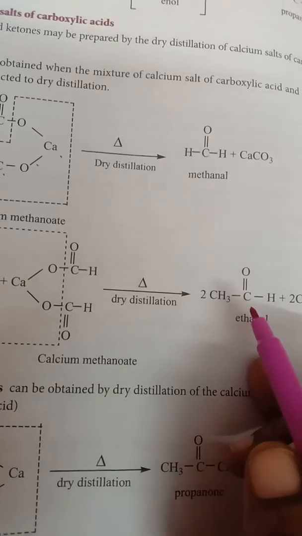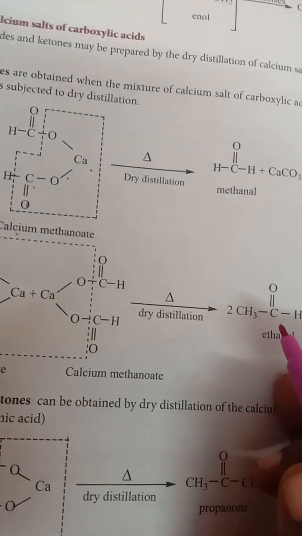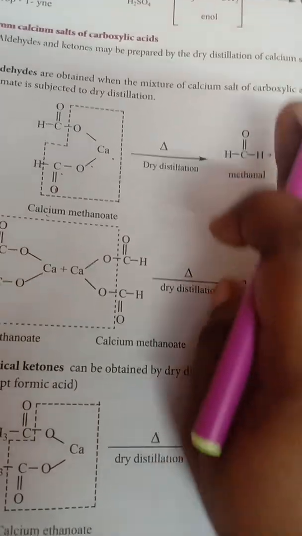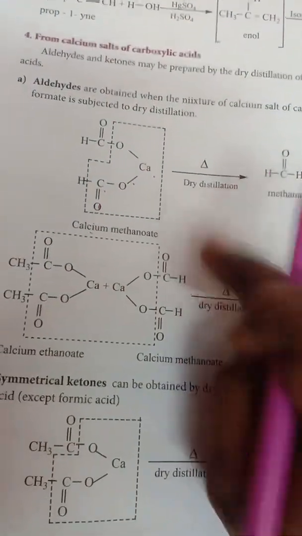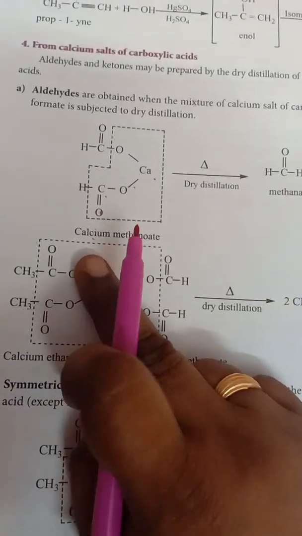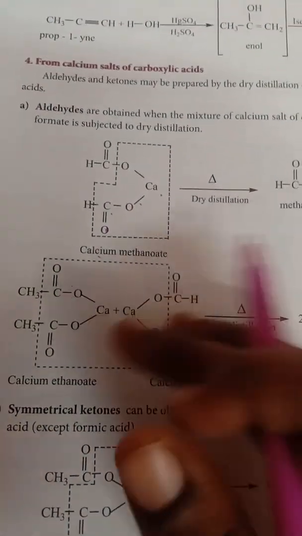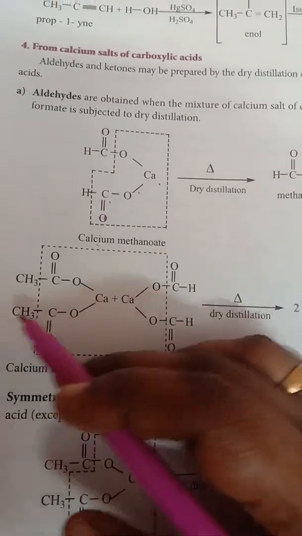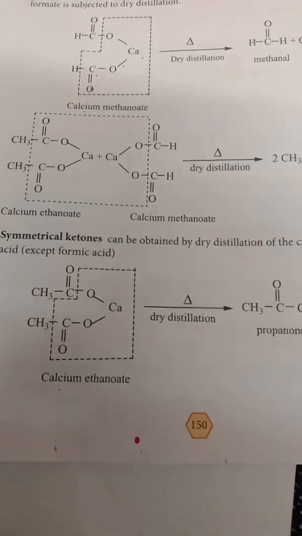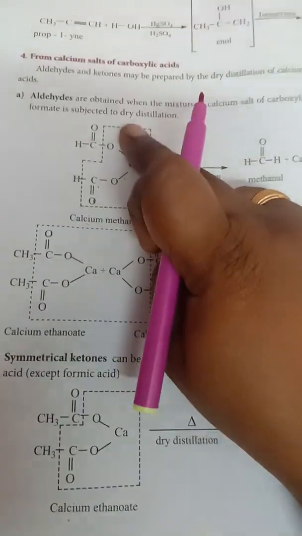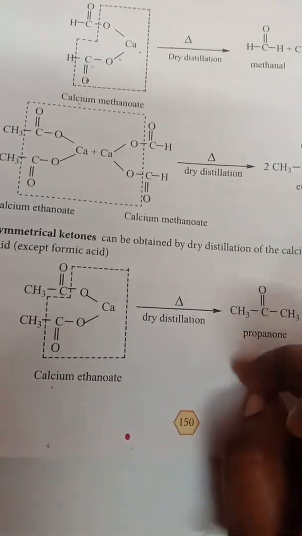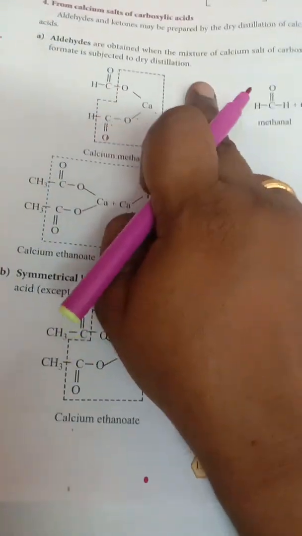They may ask how acetaldehyde is prepared from the calcium salts of carboxylic acids. At that time you can write this reaction. If you notice carefully, you will understand the reaction: the calcium carbonate is removed, and the rest will be the product. These two are the formation of aldehydes we have seen. Second, we have to see the preparation of ketone from the calcium salts of carboxylic acid.